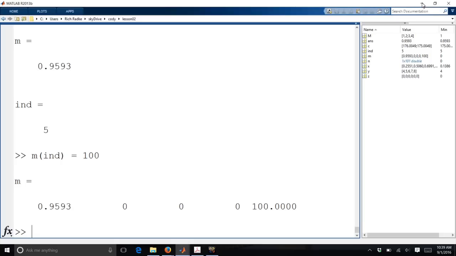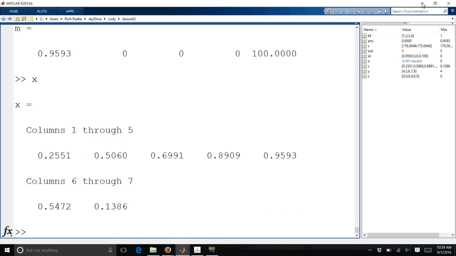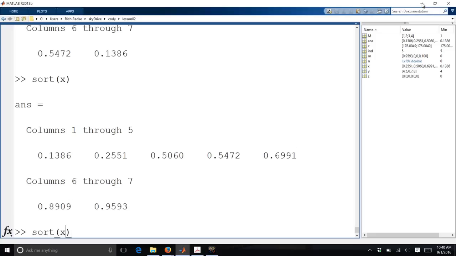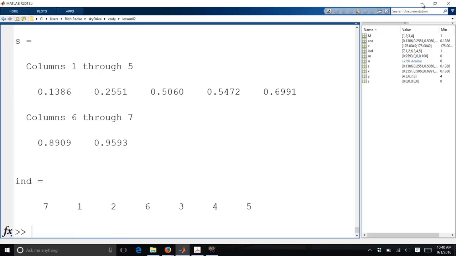Sort works the same way. If I have x here, I could say sort x, which sorts things from least to greatest. And if I supply an extra argument, then not only do I get the sorting, but I also get where the values came from in the original vector. Remember, this is all recorded, so this is going to be online. You can go back and watch it.